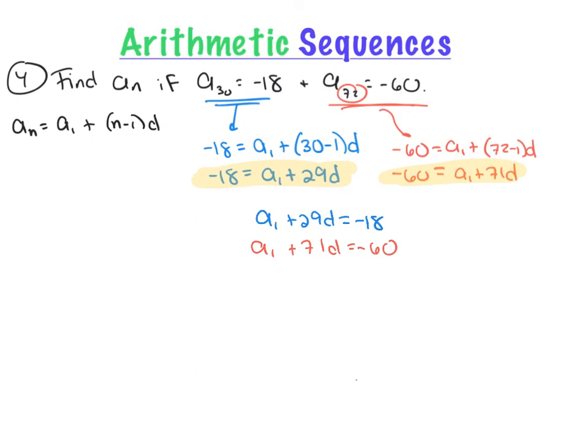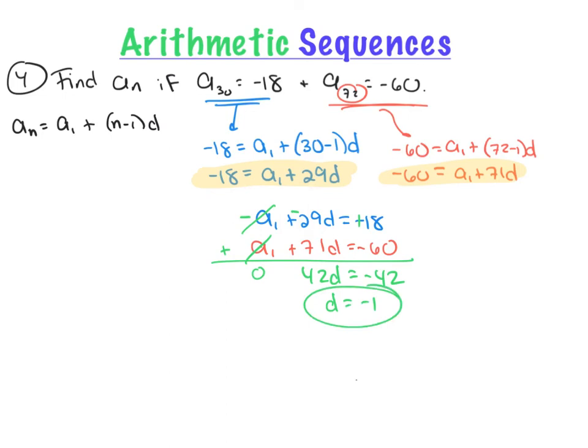Again, this fits beautifully with the elimination method. I'm going to multiply the top equation by a negative 1, which would make this last one into a positive 18. Add so that the A1s cancel to 0. Let's see, 71 minus 29 makes 42D. And positive 18 plus negative 60 is negative 42. So we get D equals negative 1.